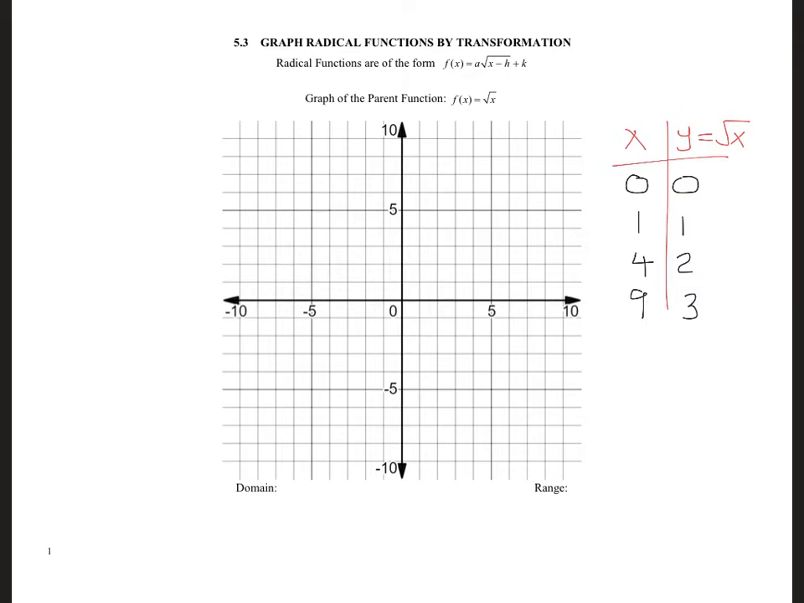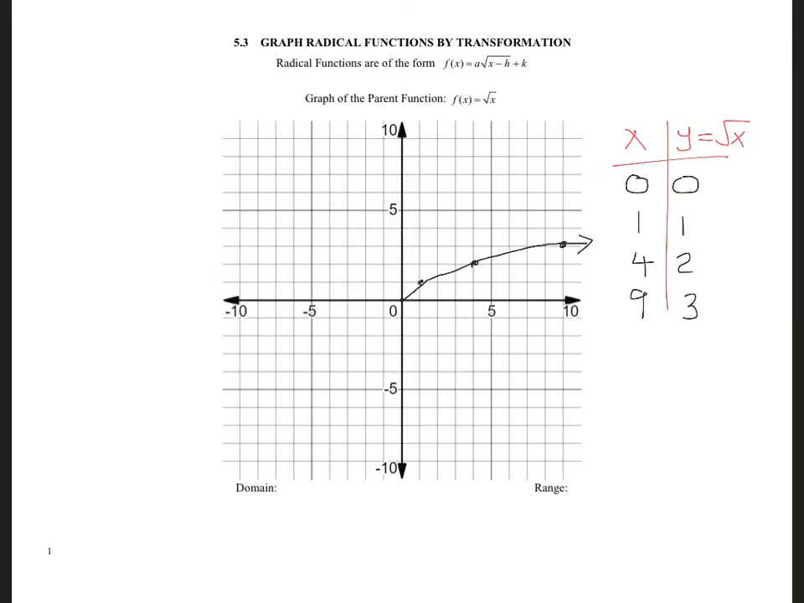So then I plot my points, 0, 0, then I have 1, 1, then the next one is 4, 2, and then 9, 3, which is going to be right there, and then I just connect, and that's how the parent function looks.